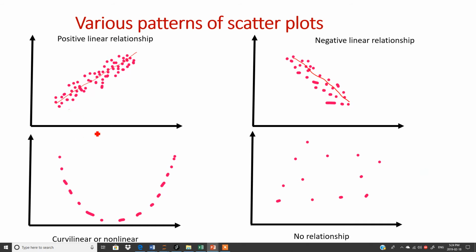In this case, both the x-axis and y-axis variables increase. If one variable increases, the other also increases, then we can have this line. In this case, one variable is increasing, the other is decreasing, so we will have this line. This is no relationship. And here is the curvilinear or non-linear. You can take the example of the stock market. Suppose the economy is good, our stock market is here. If the economy is bad, it's going down and then again it's going up. So this is the curvilinear. And these are different kinds of patterns of scatter plots. Okay, now we will move on.